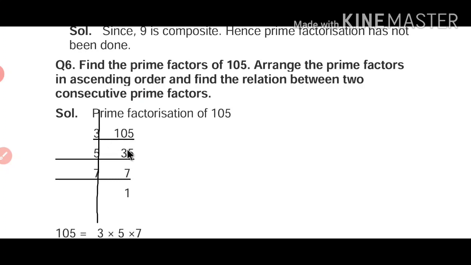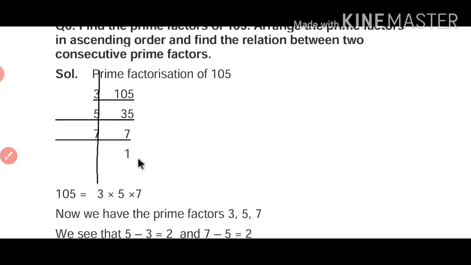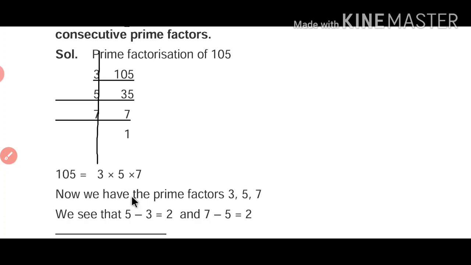So 3 3s are 9 and 10 minus 9 is 1, means 1 and 5 is 15, and 3 5s are 15. 3 3s are 9, 1 is left, means 3 5s are 15, 35 times. Then 35 is divisible by 5, so we'll take 5 here. 5 7s are 35, then 7 1s are 7. So 105, its prime factorization is 3 multiply 5 multiply 7.